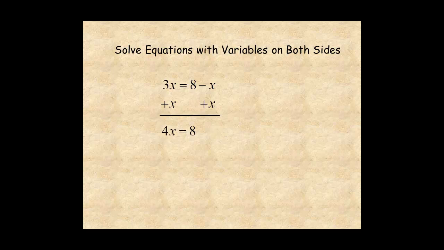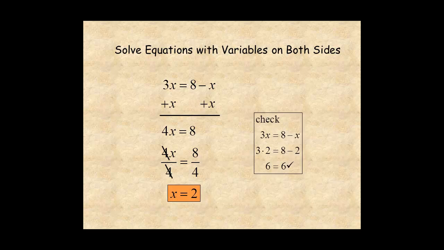Then the coefficient of the variable is 4. So divide both sides of the equation by 4. On the left, 4 divided by 4 equals 1. And on the right, 8 divided by 4 equals 2. And the solution is x equals 2. Remember to check the solution.